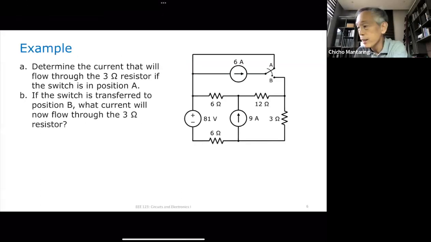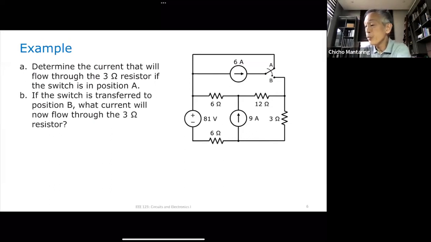Okay, so here's another example. Ito medyo mas mahirap-hirap ng konti, no? Determine the current that will flow through the 3 ohm resistor if the switch is in position A. No? Now with the switch transferred to position B, what current will now flow through the 3 ohm resistor?